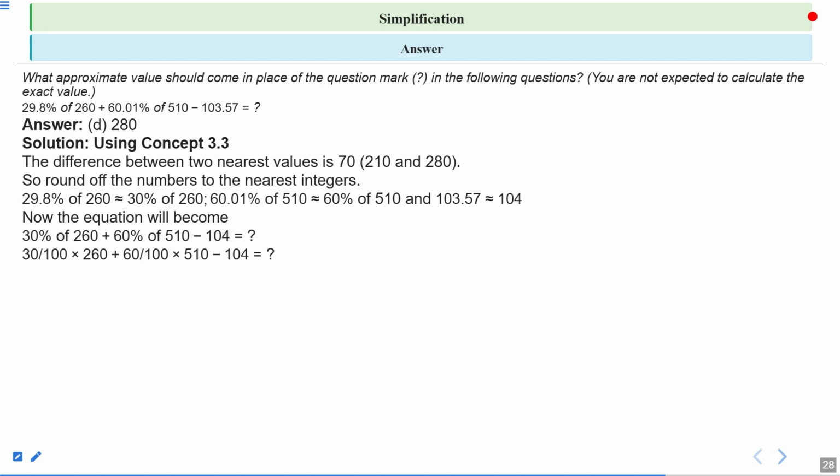When we simplify it, 30 upon 100 multiplied by 260 plus 60 upon 100 multiplied by 510 minus 104 equals question mark. So we get 78 plus 306 minus 104. So the question mark equals 384 minus 104, which is equal to 280. So D is the correct answer. Next one.